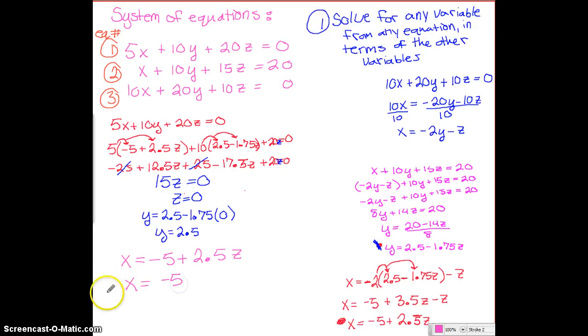If we wanted to check these answers, what we could do is plug them into one of the system of equations that we had, either the first one, the second one, or the third one.